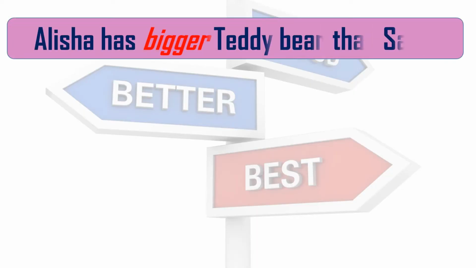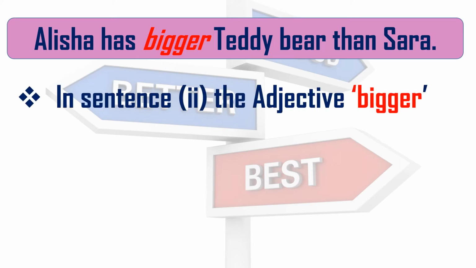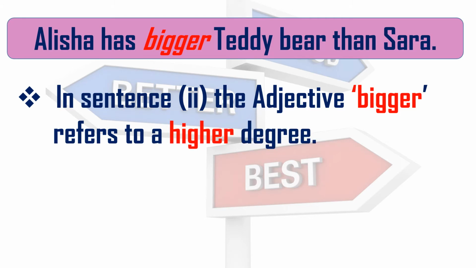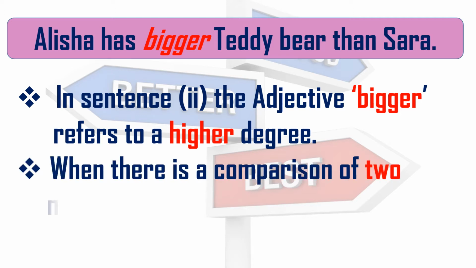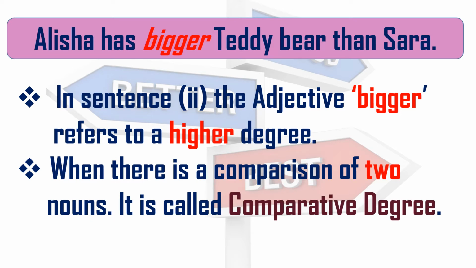Now let's see the next sentence. Alicia has a bigger teddy bear than Sarah. Bigger. Now here see the word has been changed. So in this sentence too, this adjective bigger refers to a higher degree. Big, bigger. Now this is a higher degree. We are adding something to that. When there is a comparison of two nouns, here two nouns, Sarah's teddy bear and Alicia's teddy bear, then it is called a comparative degree.